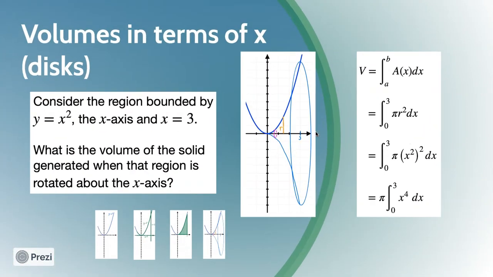So our first example is a volume in terms of x. We will use disks, and it's going to be probably the easiest of all the examples.